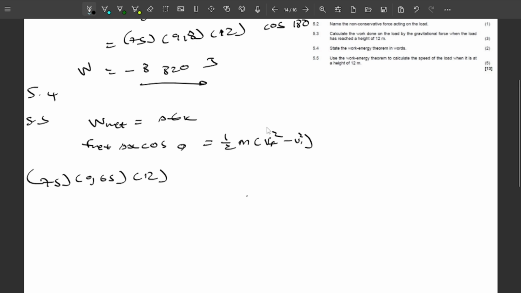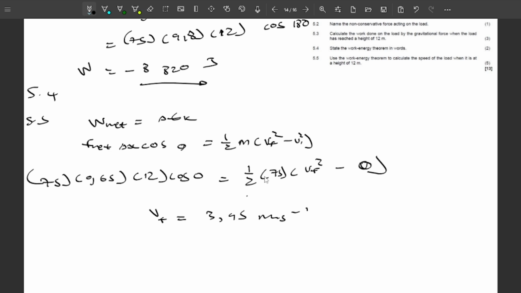From there on we can say cos 0, since it's the tension that we're looking for, the one going up, and say 1 over 2 times 75, and the velocity is Vf, the one that we're looking for, and 0, right? Don't forget about the 0. Now you can simplify this. Let me write this. This is 75. Now you can simplify this and get Vf to be 3.95 meters per second. Yeah, this is how you can do it.